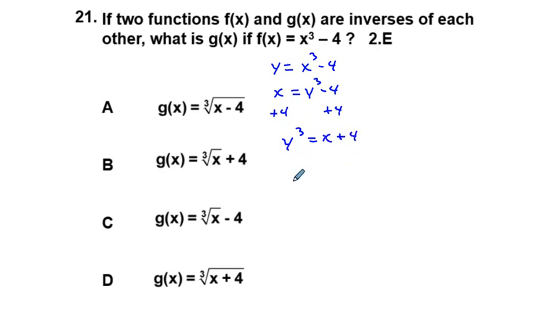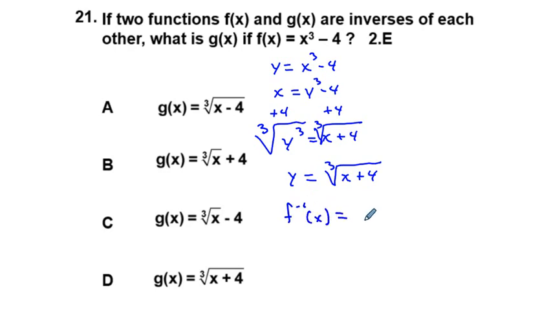And the next step we're going to do is we're going to take the cube root of both sides of this, and what we get is y is equal to the cube root of quantity x plus 4. And then finally we change back to f negative 1 of x for inverse function notation, which is equal to the cube root of quantity x plus 4.